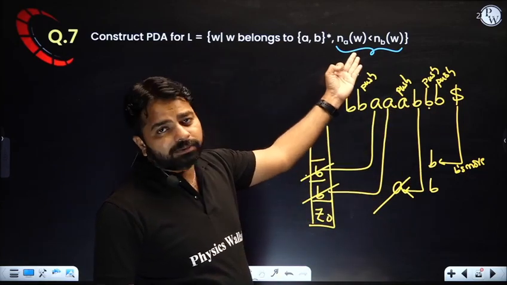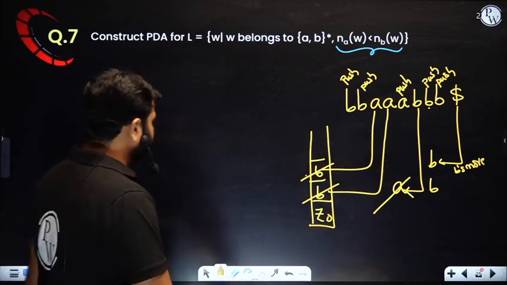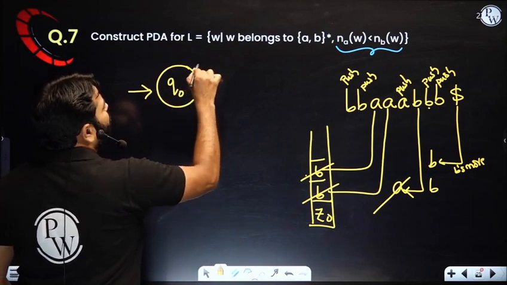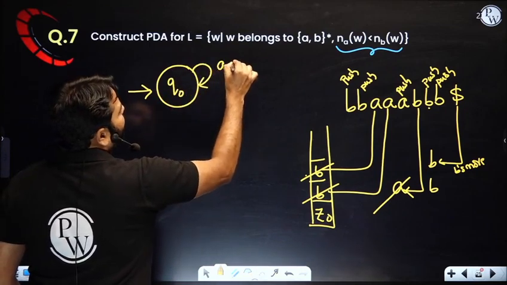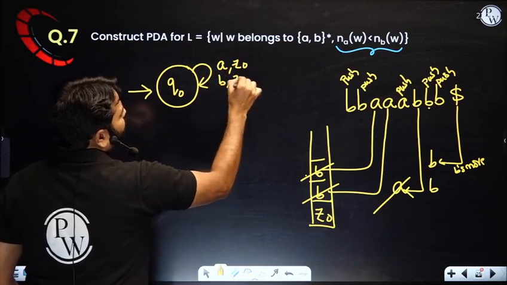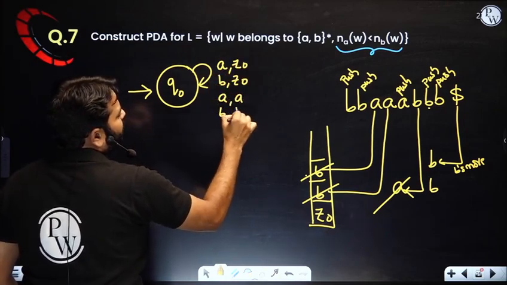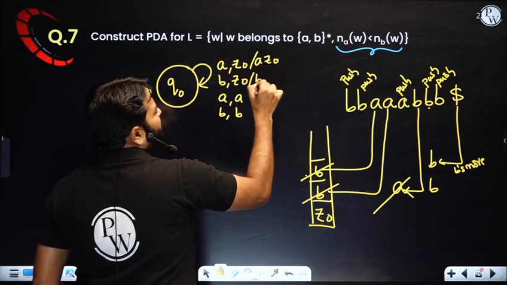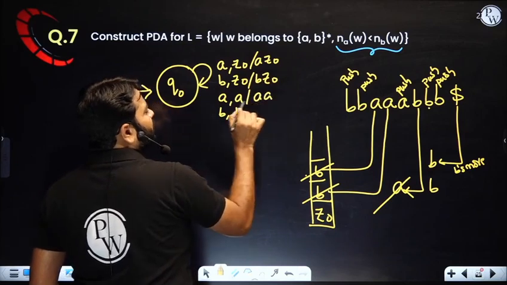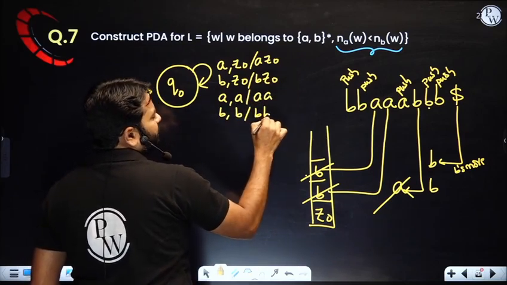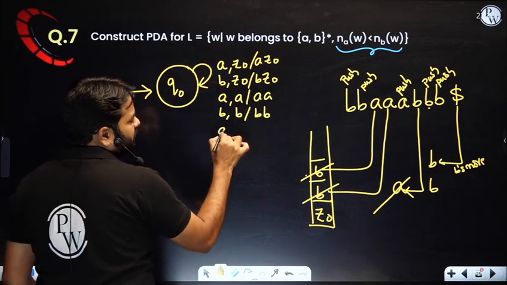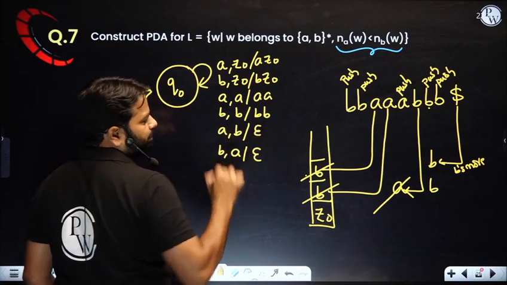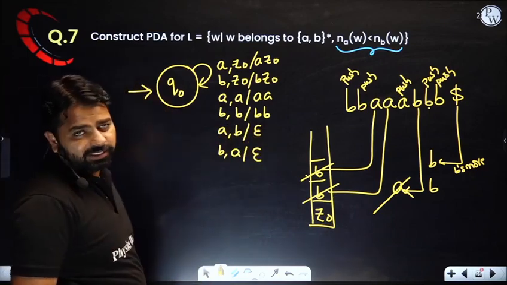But my question is what? B's more. So you can approach the same logic. The concept is the same. What should I do? A comma Z0, B comma Z0, A comma A, B comma B. All these four cases push, right? Push means A Z0, here B Z0, here A A, because A is already there you have to push A, and B B. And opposite symbols, A input with B at the top of the stack, or B input with A at the top of the stack, both of them you pop. Right? Both are different scenarios, different situations too.